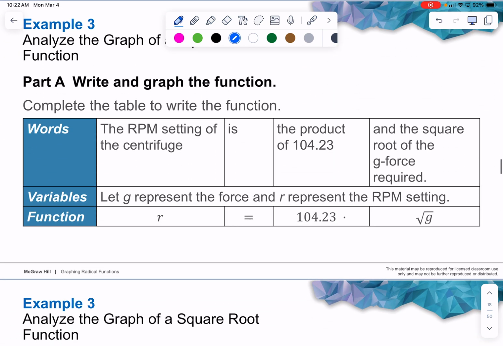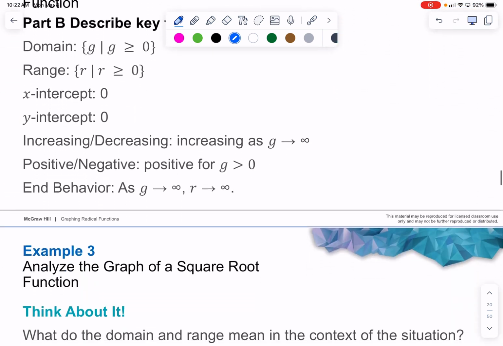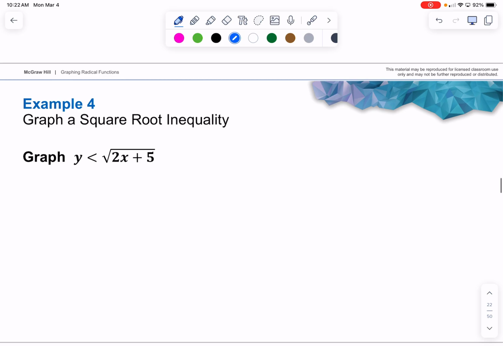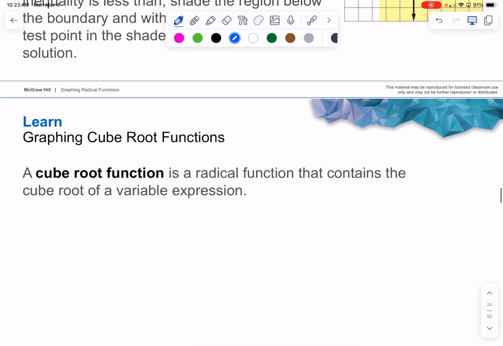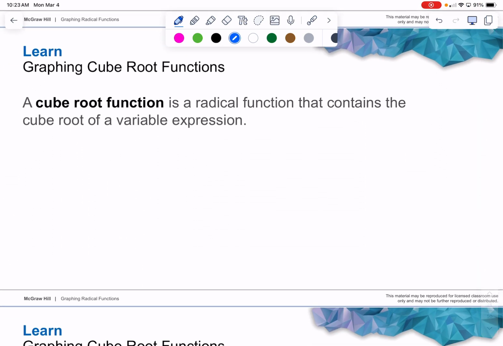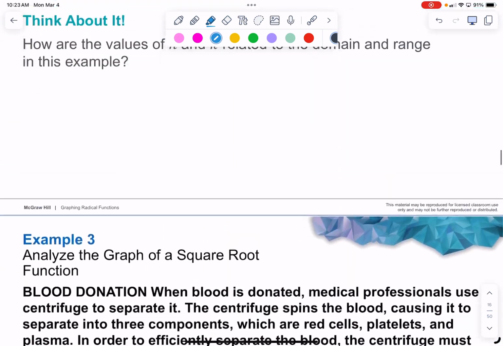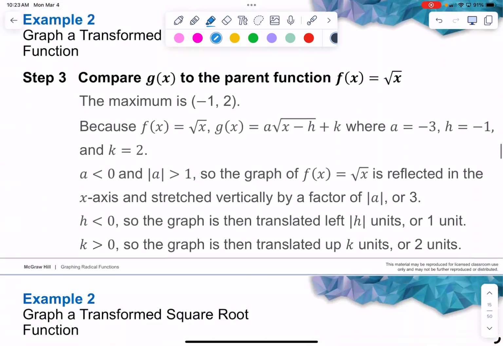We're going to skip example 3. And we're going to look at this one. Actually, we're going to skip example 4 too, because we're not doing any radicals with our homework. Yeah, we're not doing radicals. Okay. Next, cube root functions. Actually, I want to do some more square roots. I think we haven't done enough of this. We need more than just 2 problems.